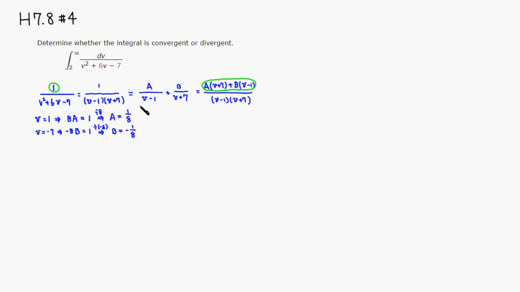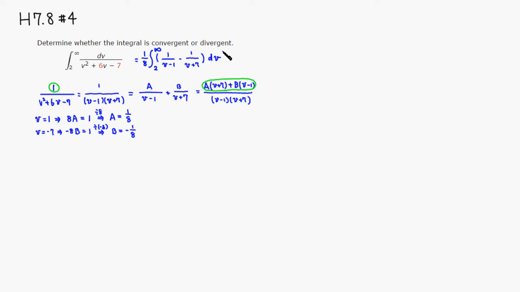Let's rewrite this integral. This is going to be an integral from 2 to infinity. Both numbers are 1/8 and the other one is negative 1/8, so I'm going to just pull out the 1/8. That way you can just do 1 over v minus 1 and minus 1 over v plus 7 with respect to v. So this is just the partial fractions.